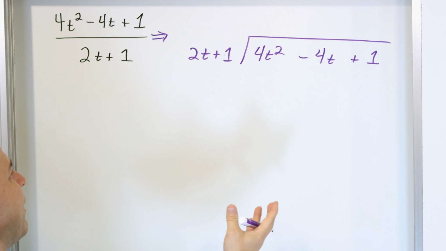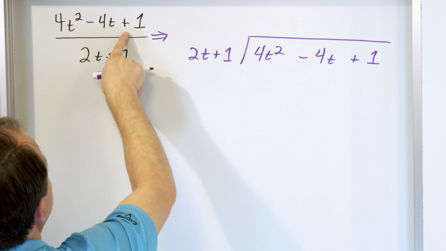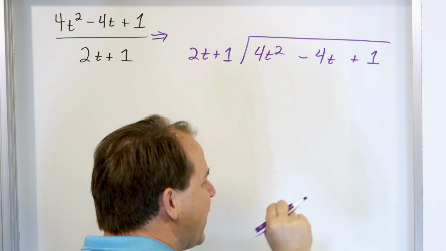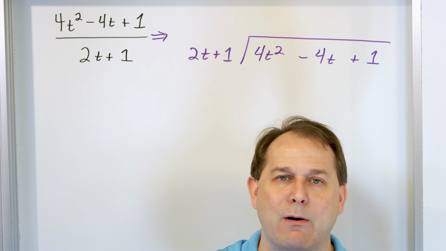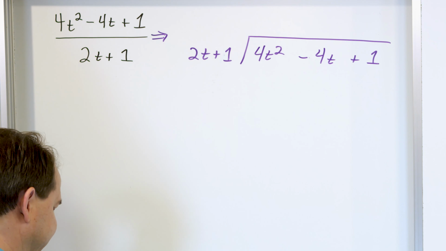And so in a future problem, if you're missing, like if we were missing the 4t, if this problem were 4t squared plus 1, then underneath the house, we would have to put a 0t. You have to have a placeholder for every power of the variable you're dividing. All right, we talked about that a little bit in the last lesson.